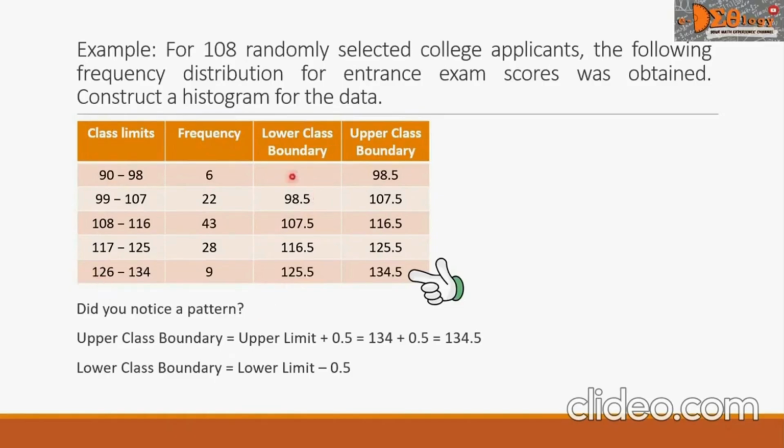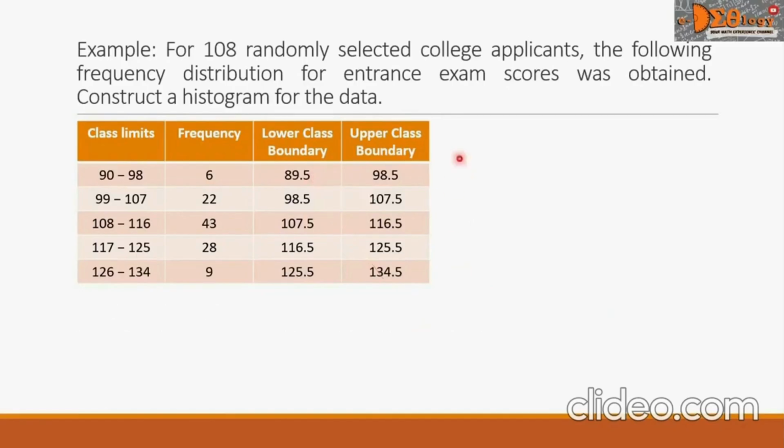On the same note, we can compute for this blank, for the value lower class boundary of the first class. We can get the lower limit 90 and then minus 0.5, and we will get this 89.5. We may copy now this value for our lower class boundary of the first class interval. Our table now is complete. Let us now write the histogram.